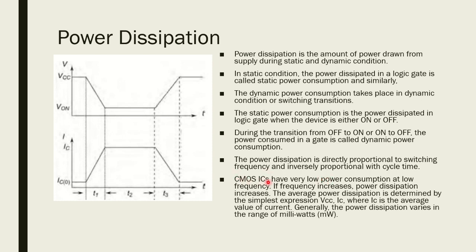CMOS ICs have very low power consumption at low frequency. If frequency increases, power dissipation also increases. The average power dissipation is determined by the simple expression VCC times IC, where IC is the average value of current, and generally the power dissipation varies in the range of milliwatts.